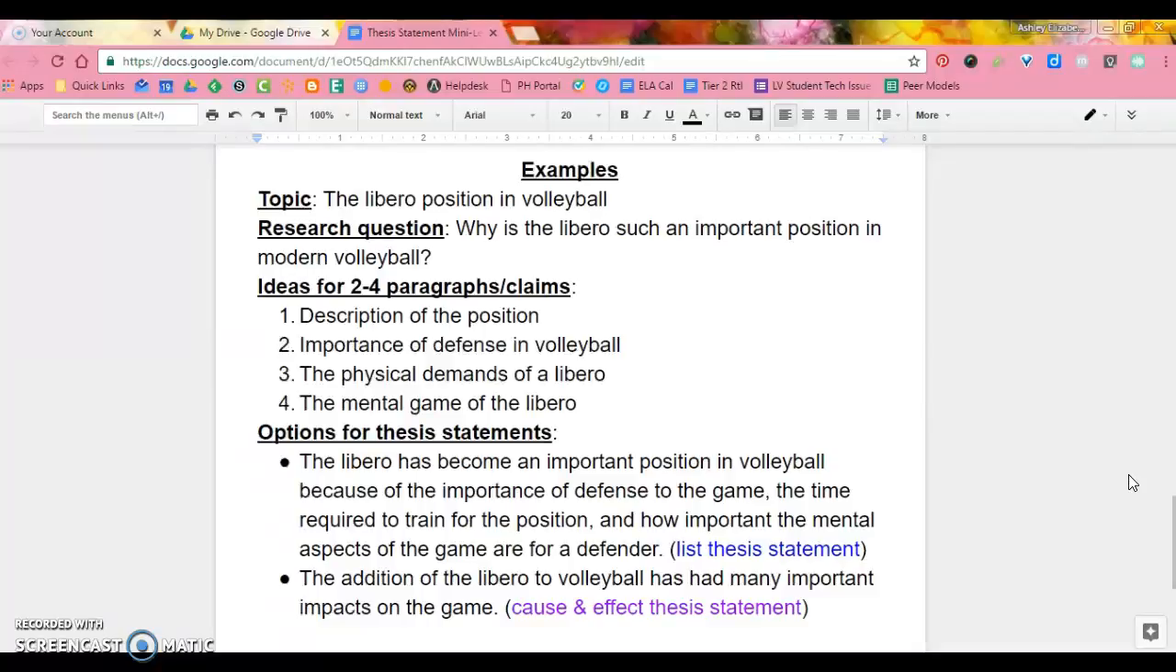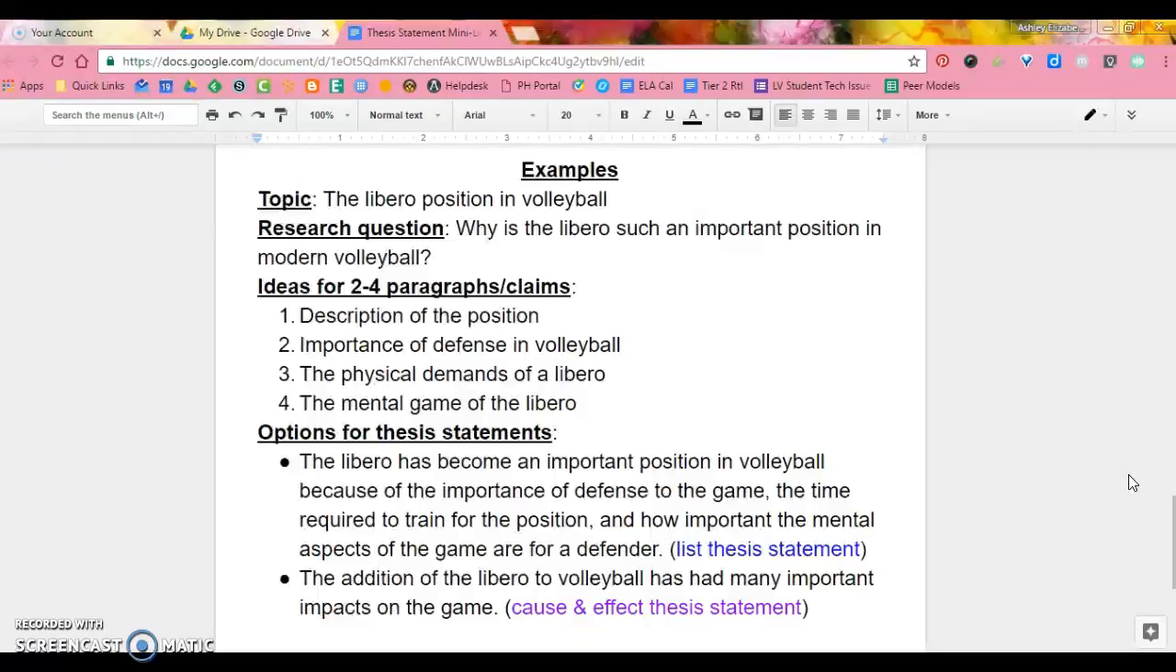But if I gave you an example, one of my topics that I brainstormed was volleyball, and one of the things that I wanted to zero in on was positions. Well, now that I've researched and I flash drafted, I've decided I really want to focus just on the libero position. And so my topic is the libero position in volleyball. My research question now is, why is the libero such an important position in modern volleyball? That's going to drive all the rest of my research.